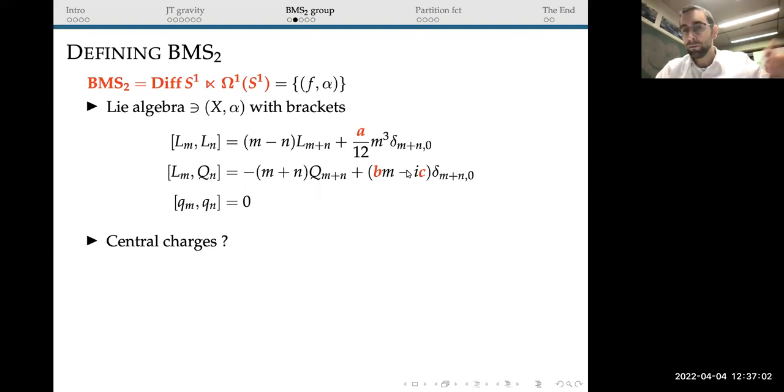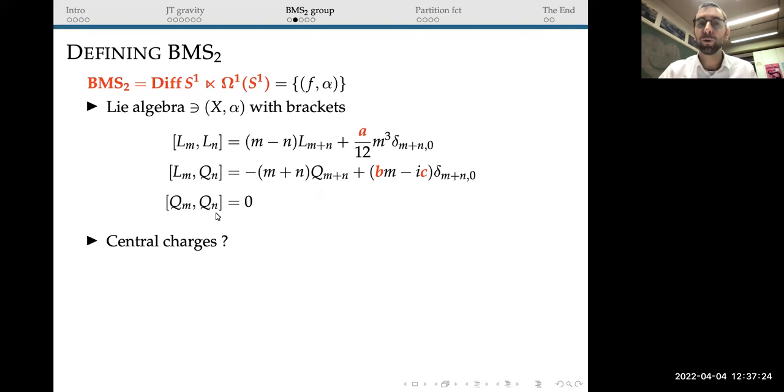And if you study the cohomology of this algebra, what you find is that there are two allowed central extensions here. One, which I'm calling B, is a central charge B times M, so it's linear in derivatives, if you will. And then there's a second central charge C, which comes with no factor of M, so it's like a Heisenberg central extension. And finally, if you try to look for a central extension in the QQ bracket, there turns out to be nothing there. So you see that even in the centrally extended group, these translations are going to remain abelian. Now, as I said, this means there are three central extensions.